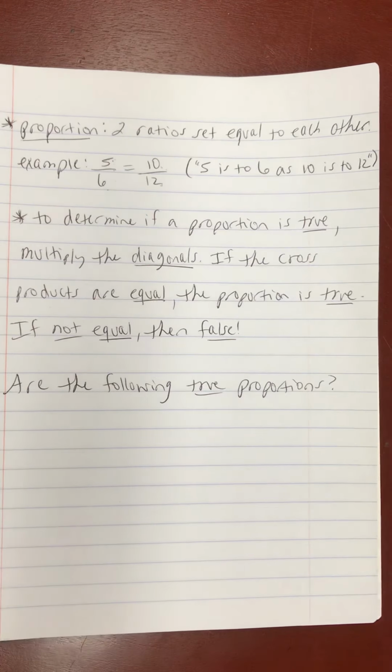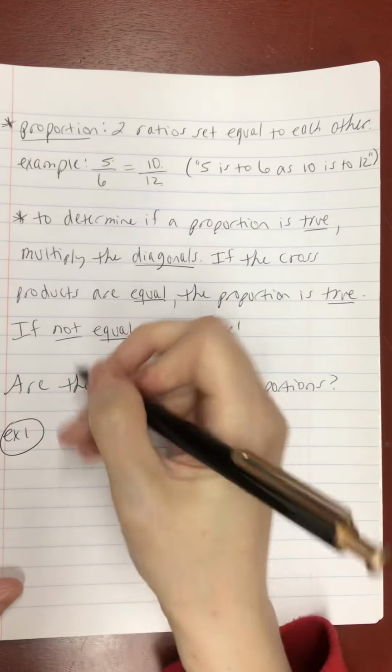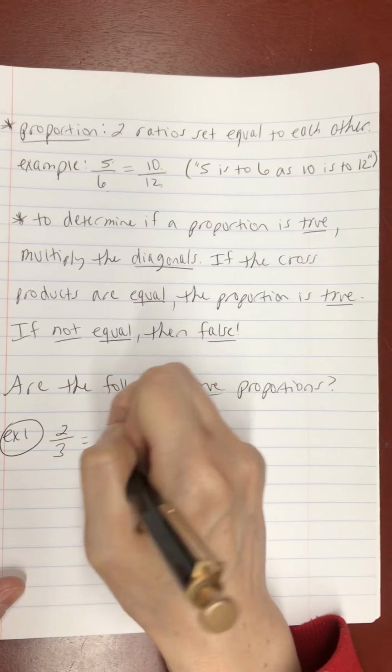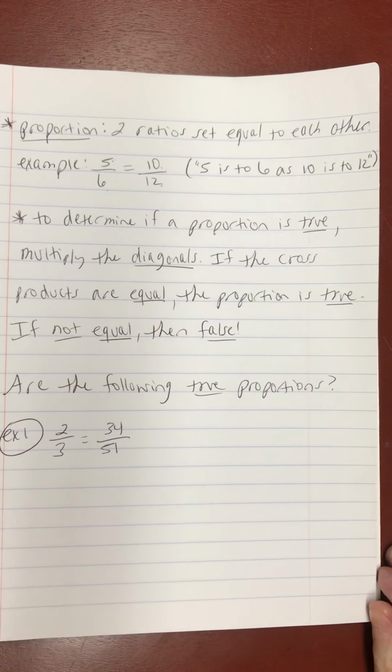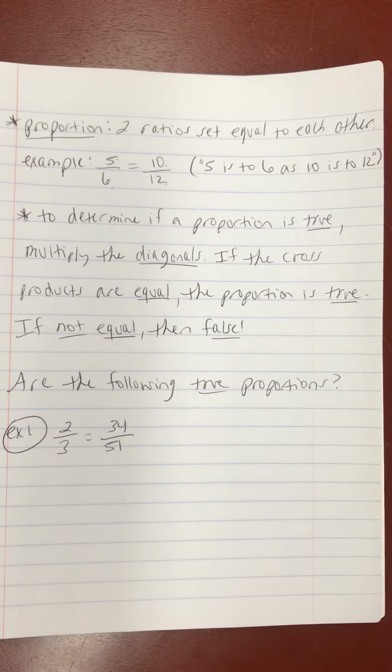All right, are the following true proportions? Here is example number 1. How about 2/3 equals 34/51? Sometimes the numbers are high and you can't really do them too easily in your head, so again, a calculator is going to be very handy for doing this.